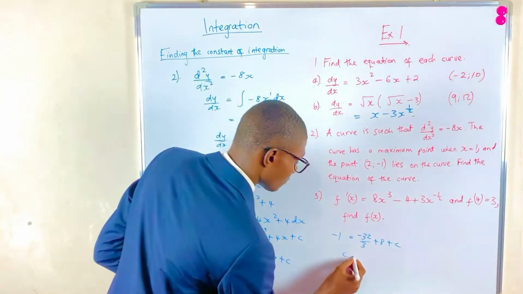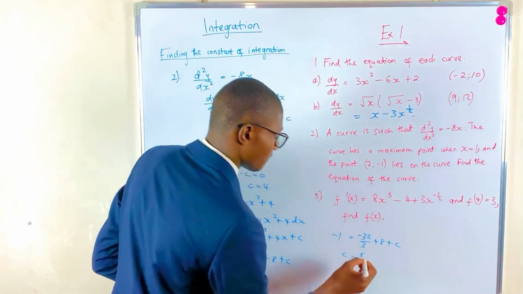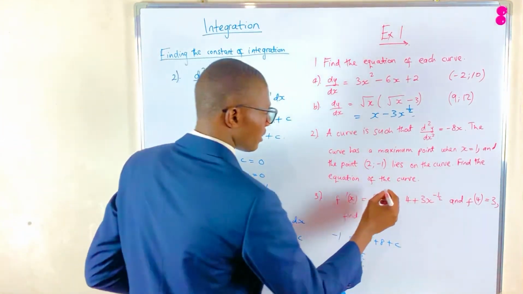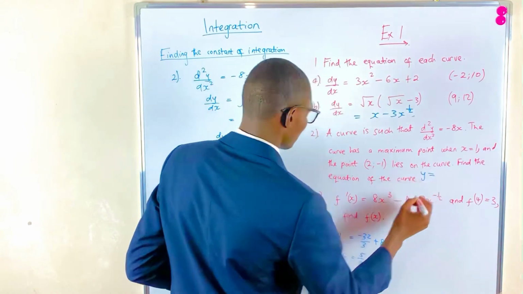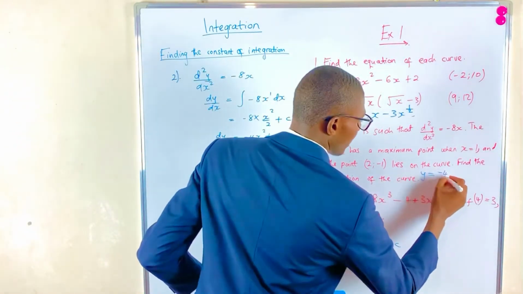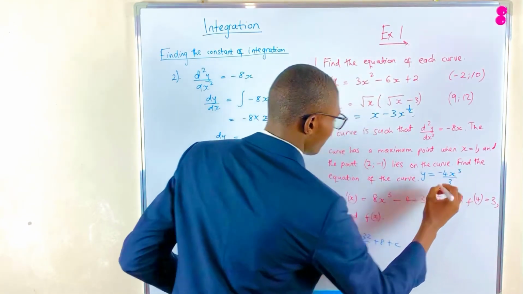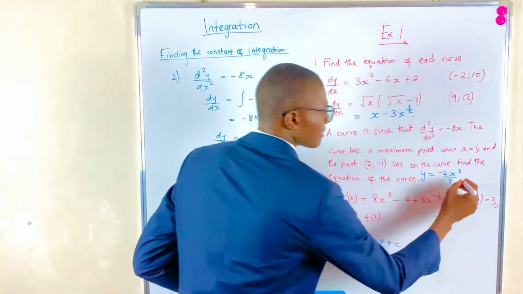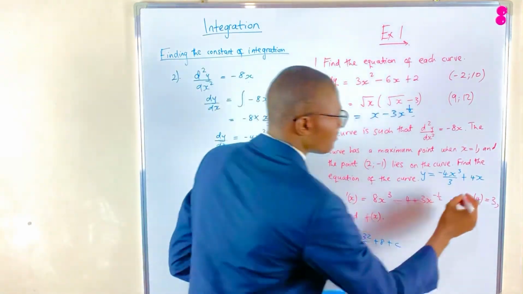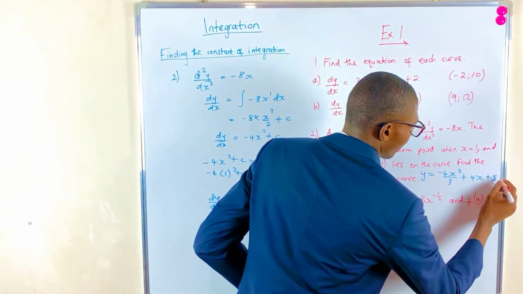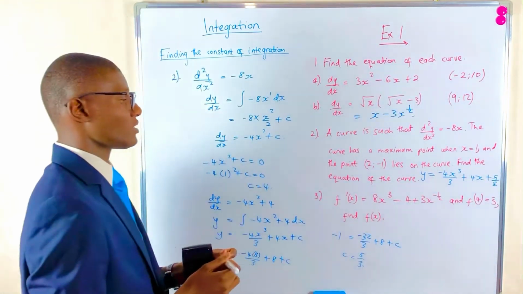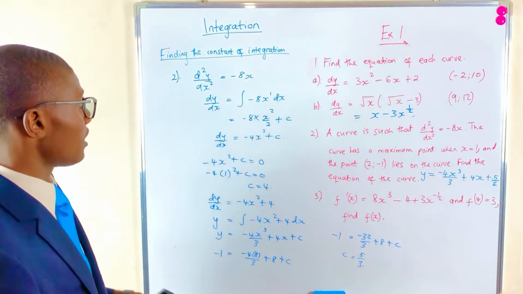So c is equal to 5 over 3, such that the equation of the curve would be y is equal to minus 4x to the power of 3 over 3 plus 4x, right? Then plus c being 5 over 3. So that's the full equation of the curve. That's how we do that.